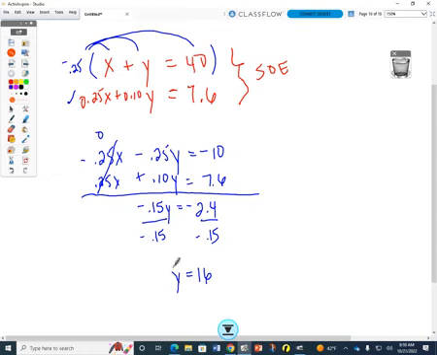Now, how do we find what x is now that we know what y is? What do you think, Jayla? Can you tell me how to find x? Say that again? Yes, very good. And do I want to plug it in this one with all these decimals? Oh, heck no. I'm going to plug it in this one right here, right? So x plus 16 equals 40.